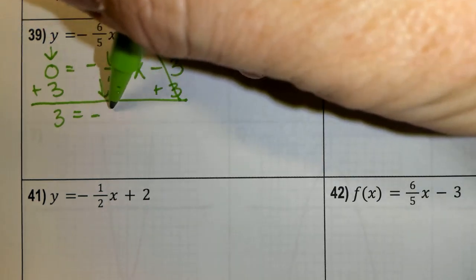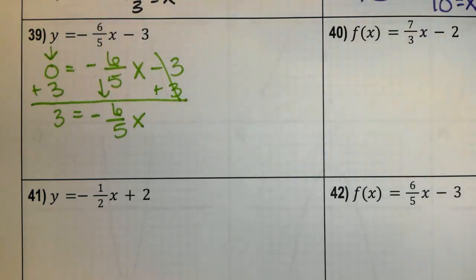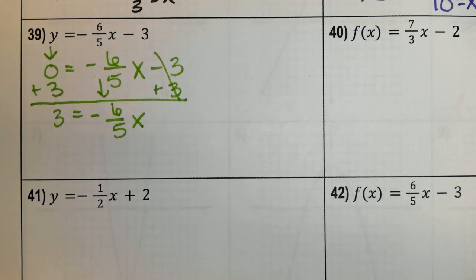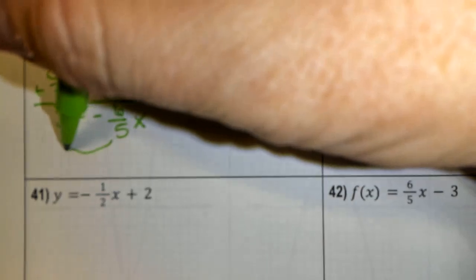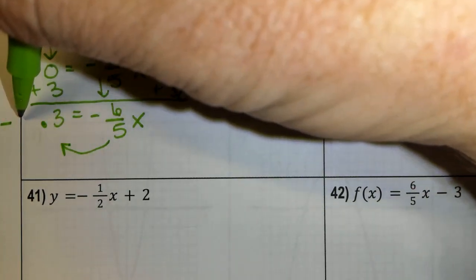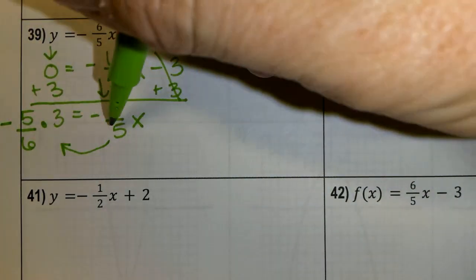Bring down my negative 6/5 x. And my last step is to divide by coefficient. My coefficient is a fraction, so when I divide, I'm going to multiply and flip, because fractions flip when you divide.